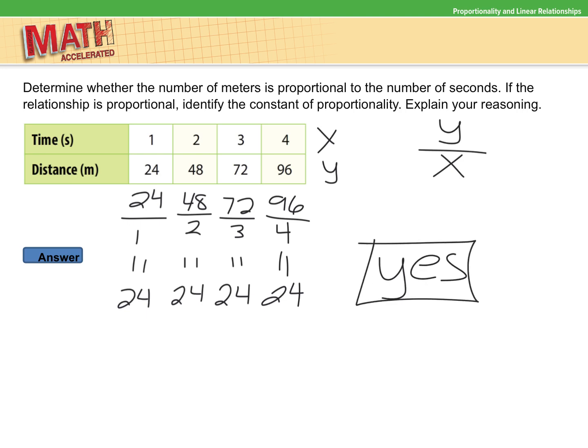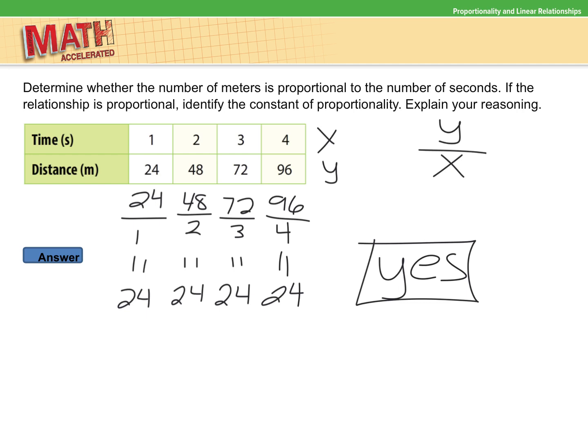If it asked you what the constant was, what is it? 24, because constant means it shows up consistently. Okay, so 24 is our constant of this proportion. Questions over tables before we look at a graph?